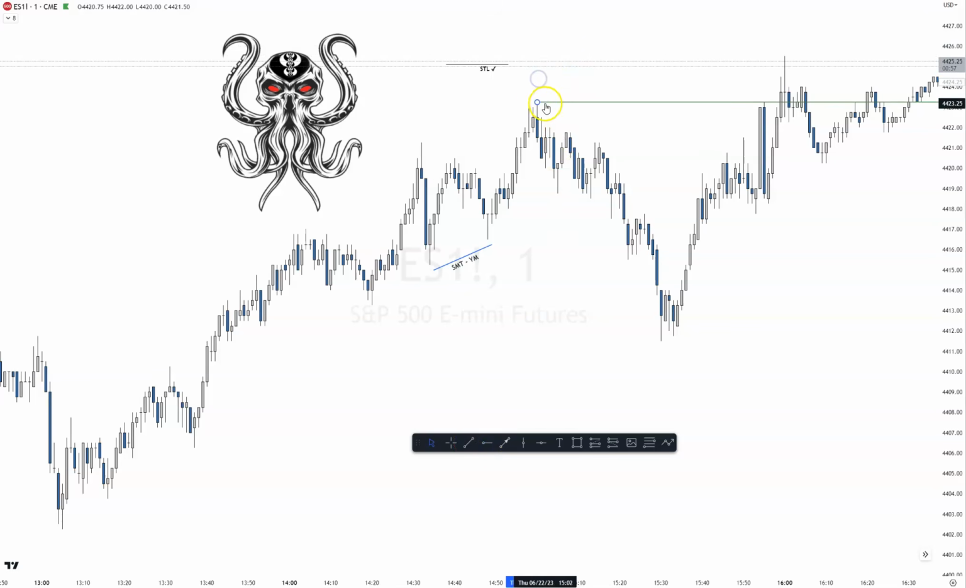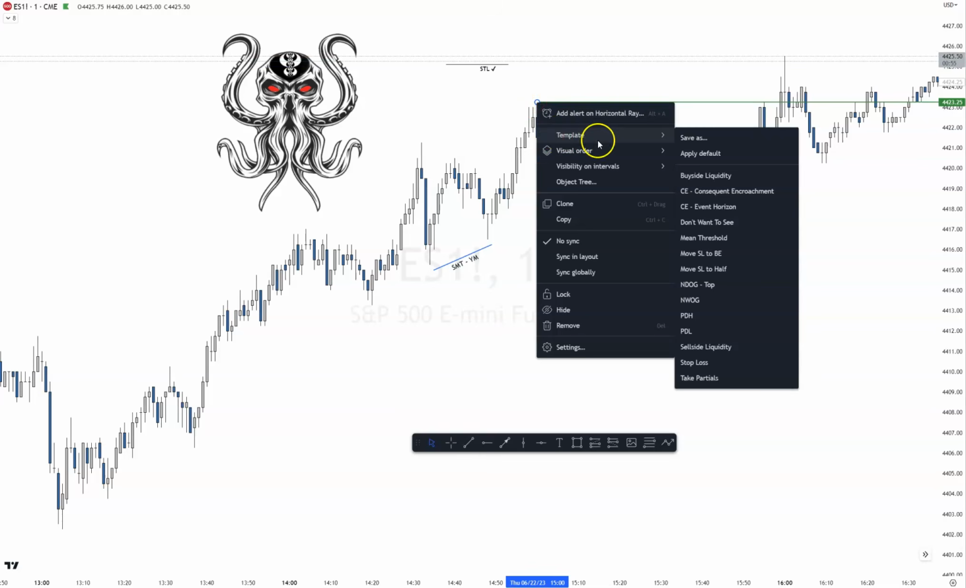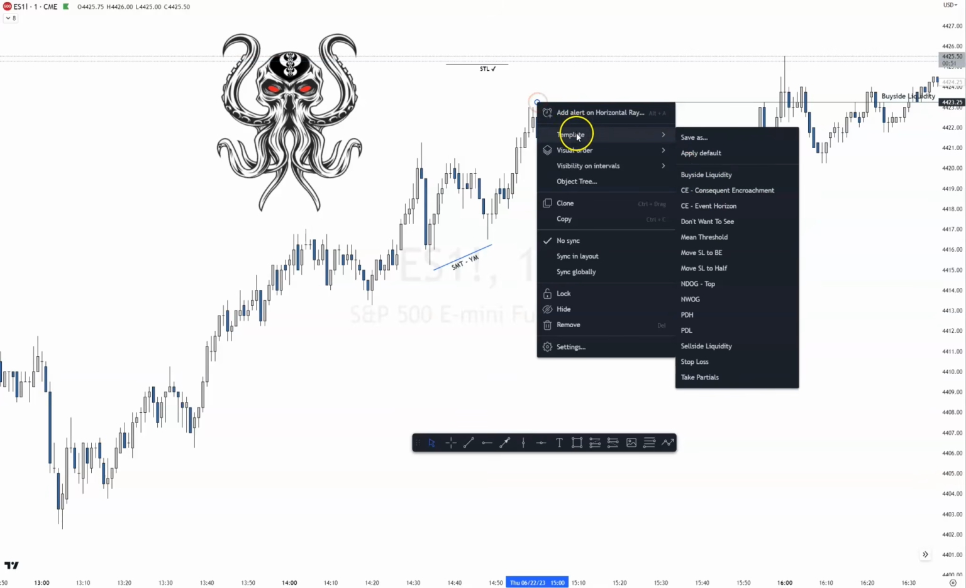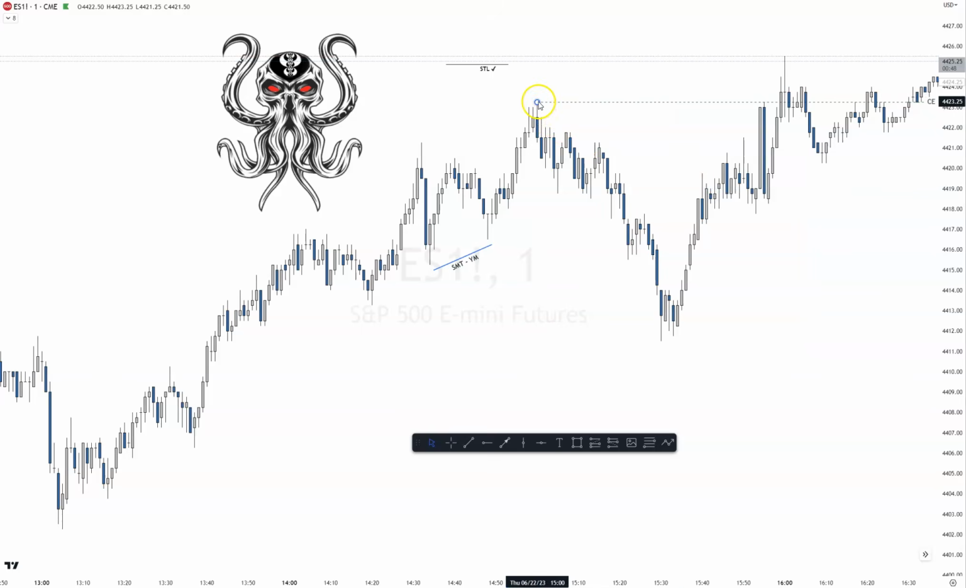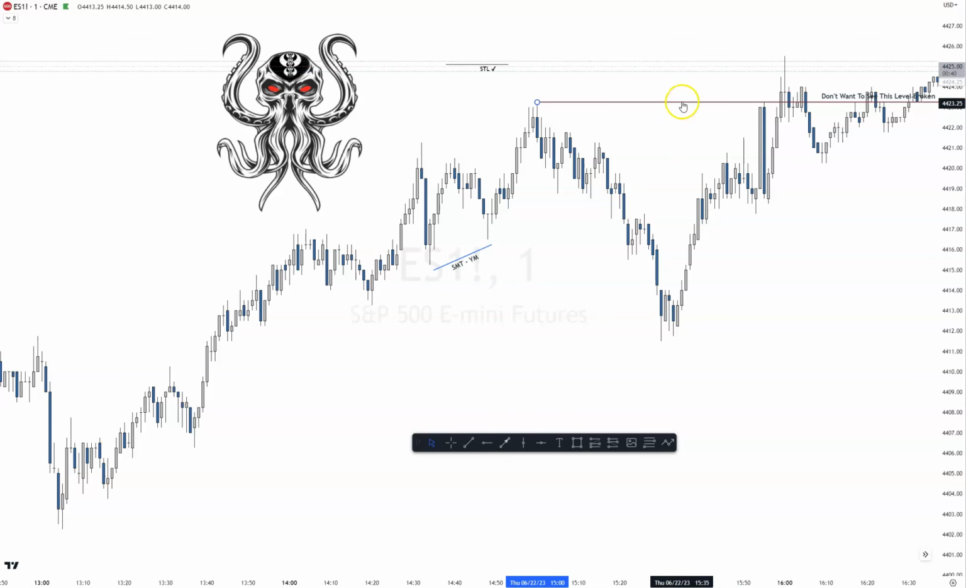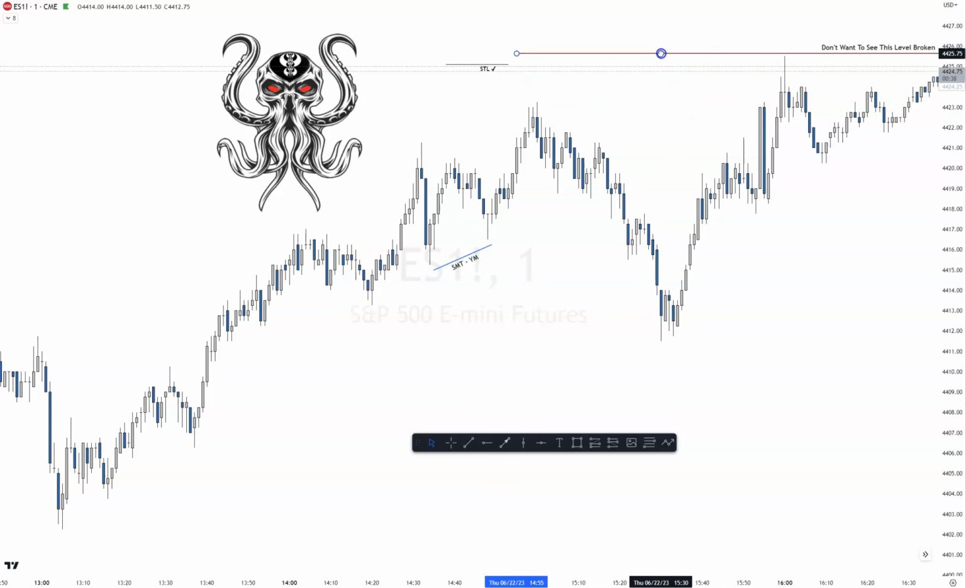When I use that, I have a few templates. I have buy side, puts buy side liquidity on the top. Consequent encroachment. Consequent encroachment of the event horizon, which I hardly ever use. And then if I don't want to see this level broken, let me see this. I don't want to see this level broken.